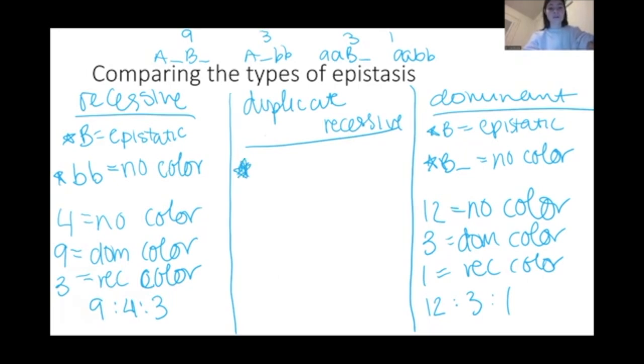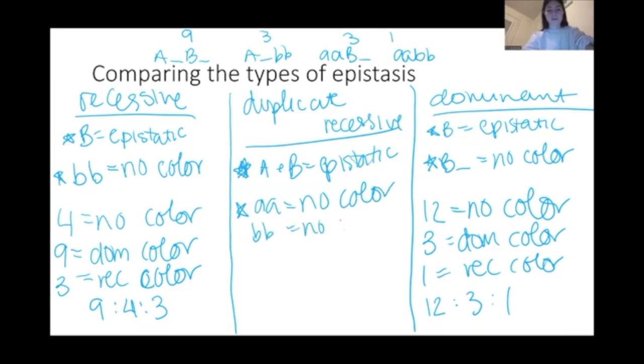oops, that's an ugly star. Both A and B are epistatic. And having AA, little a, means no color. Having little b means no color. And it would be any combination of those equals no color. So if you have little a with some big B, no color. Little b with some big A, no color. Little a and little b, no color.